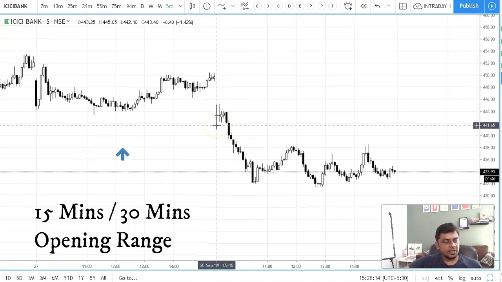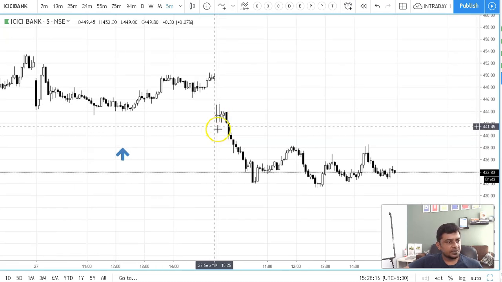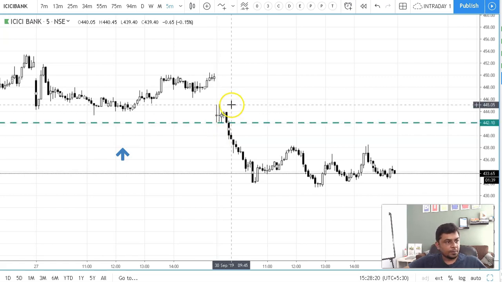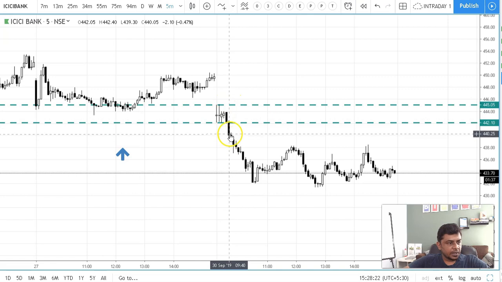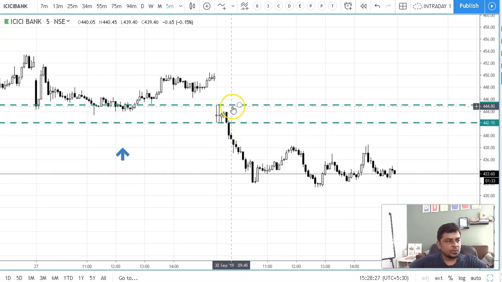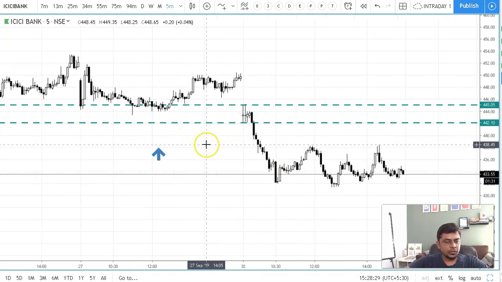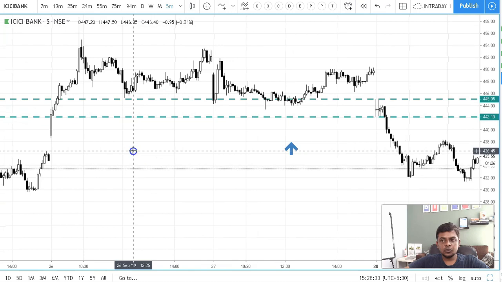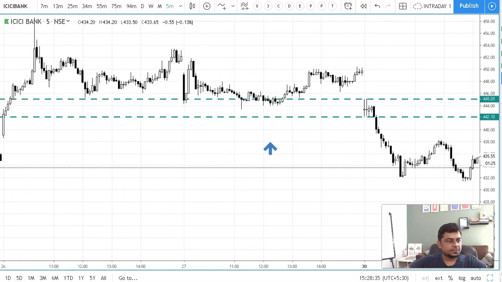So in case of 15 minutes, it is going to be the first 3 5-minute candles. After the first 3 5-minute candles, you're going to mark that range, and whenever there is a breakout of that range, you need to go and enter the trade here with the stop loss above this. So you can come up with your own execution strategy based on this, but this is how this opening range breakout is going to work.